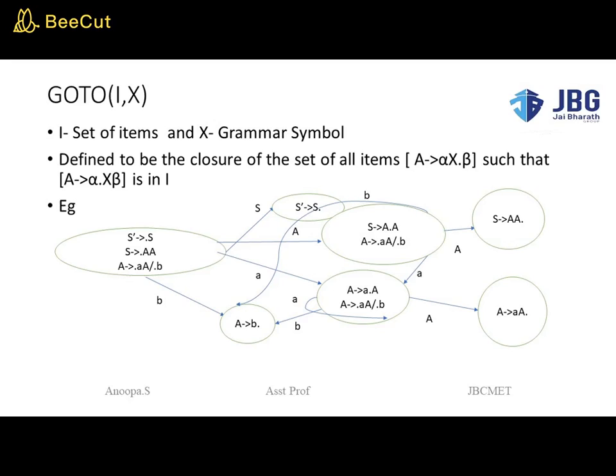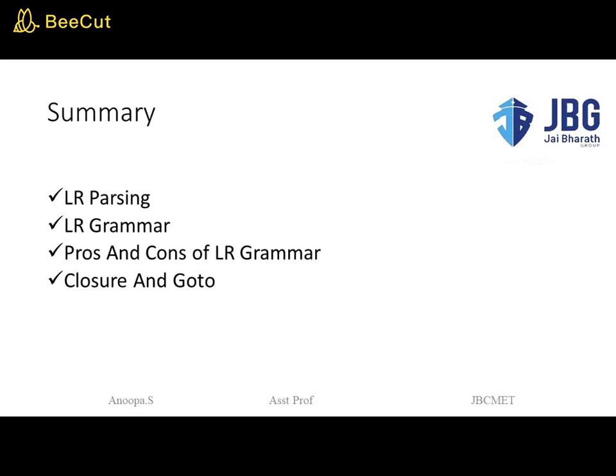So similarly we can compute Goto for every operation. We will be stopping this procedure till we get the dot operator at the end: S' giving S., S giving AA., A giving aA., and A giving b. So I hope you have understood how to compute closure as well as Goto. So in today's class, we learned about LR parsing, LR grammar, pros and cons of LR grammar, and how to compute closure and how to compute Goto.